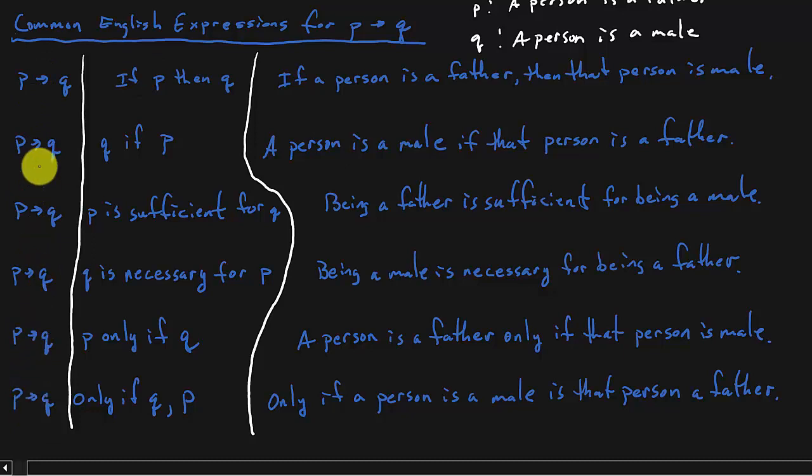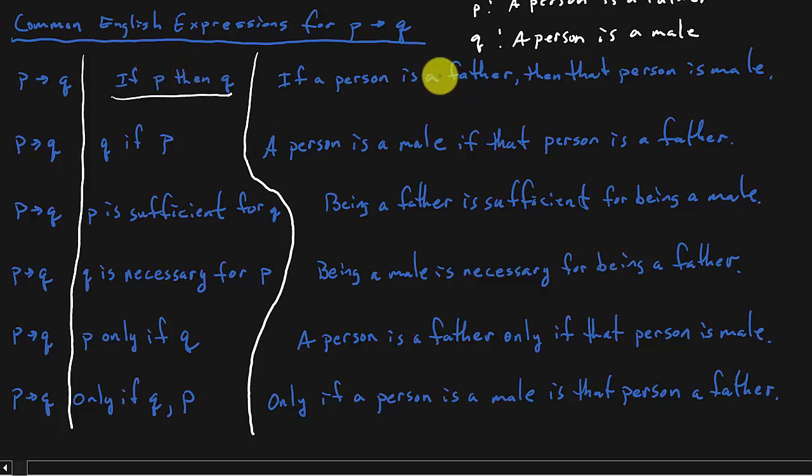See how we have the symbolic here? So we can say if P then Q. We can say Q if P. P is sufficient for Q. Q is necessary for P. P only if Q. Only if Q, P. Okay? All of these can be expressed like this symbolically. It's not only this one, if P then Q. This will be one of the more common ones that you'll see though.